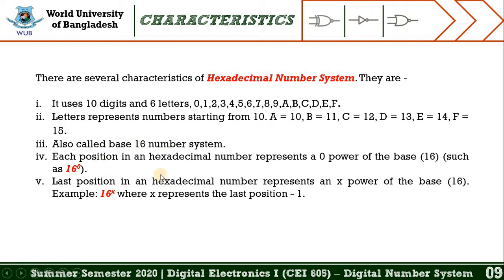Next one, each position in a hexadecimal number represents a power of the base 16, such as 16 to the power 0. The last position in a hexadecimal number represents an x power of the base 16. Example, 16 to the power x, where x represents the last position minus 1. So let's move into the next slide.